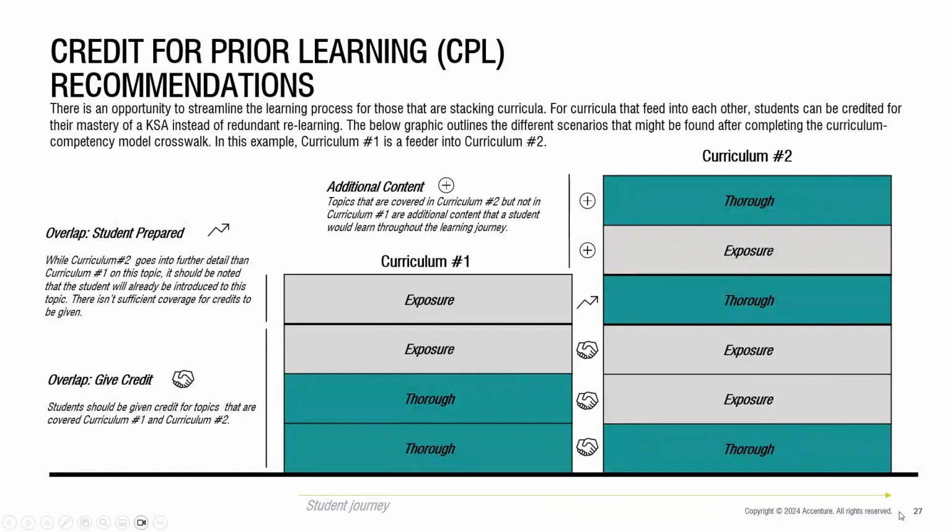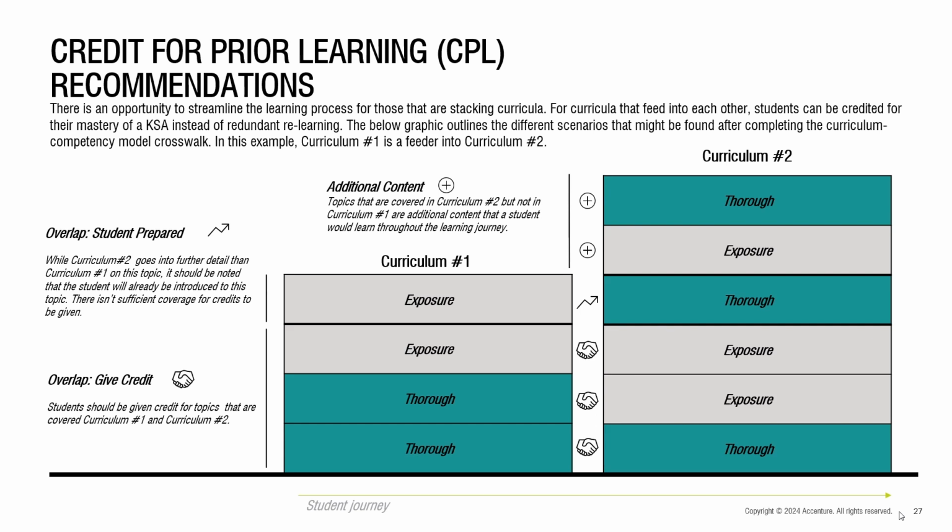All right, so here is an example of what a credit for prior learning stack would look like. At our base here are example topics that would be applicable for giving students credit, so there are credit for prior learning opportunities. As you can see, we have curriculum 1 on the left-hand side, which is our feeder curriculum into curriculum 2 on the right-hand side.